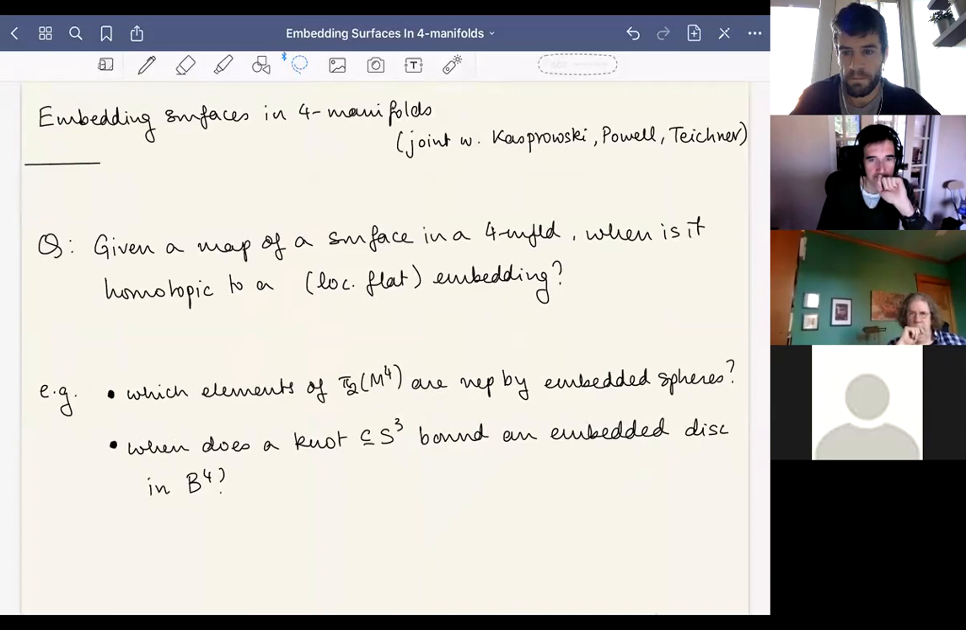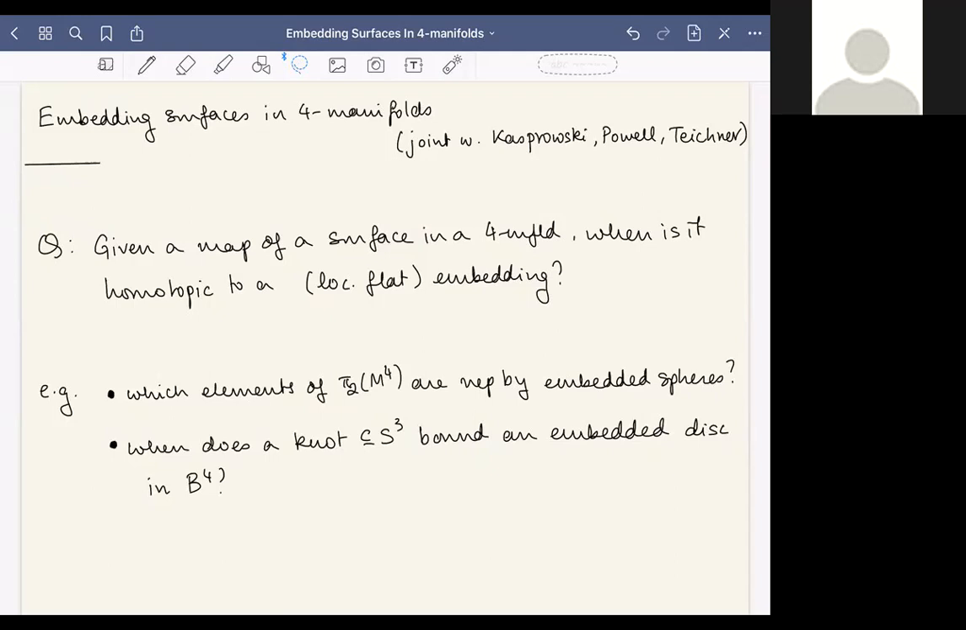Okay, so the motivating question that I'm thinking about is the following. Suppose you have a map of a surface inside of a four manifold. I'd like to know when I can homotope it so that it becomes a locally flat embedding. So you may have thought about this question, for example, when you're thinking about, here's a four manifold and I have some element of pi 2. It's represented by a map of a sphere.